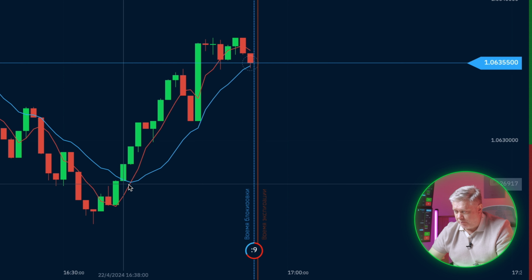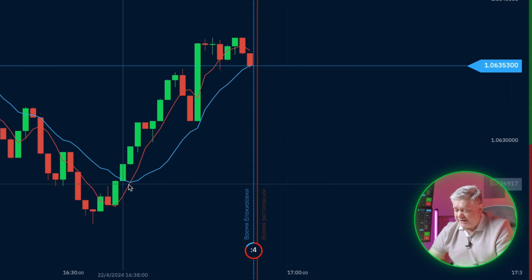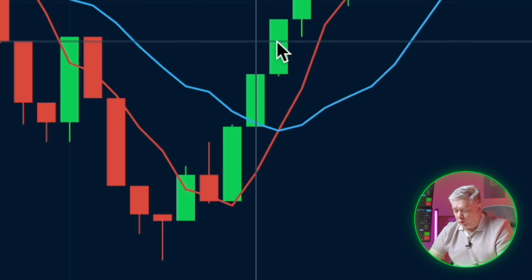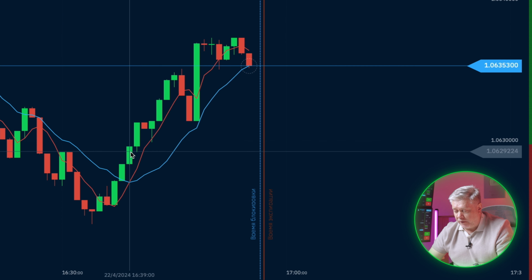Look, there is an intersection here. There we get a new ascending green candle. Let me remind you that green means the price was rising during the formation of that candle.